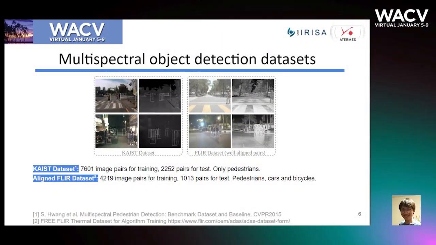We conduct experiments on the KAIST Multispectral Pedestrian Detection Dataset and the FLIR Dataset to evaluate the effectiveness of the proposed method. KAIST Dataset contains 7,601 training image pairs and 2,252 pairs for testing. The aligned FLIR Dataset contains 4,129 well-aligned multispectral image pairs for training and 1,013 pairs for testing. It covers three object categories: pedestrians, cars, and bicycles.